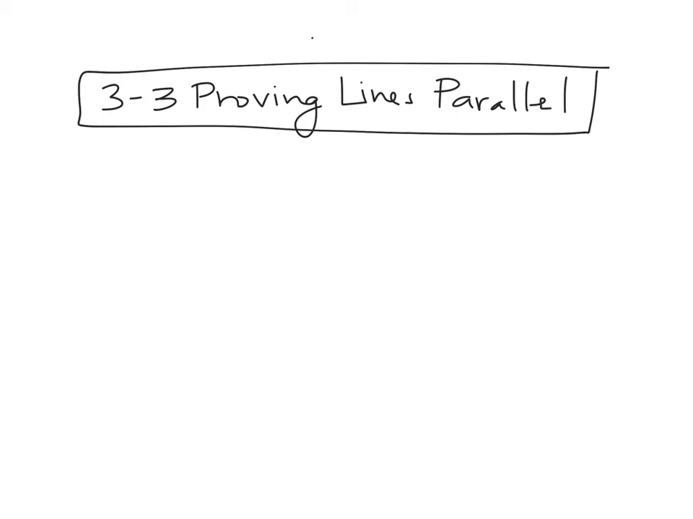3-3 is just the converse of 3-2. What's a converse? The opposite. It's your if P then Q. The converse would be if Q then P, right? So it's going to look so identical to what you did in 3-2.